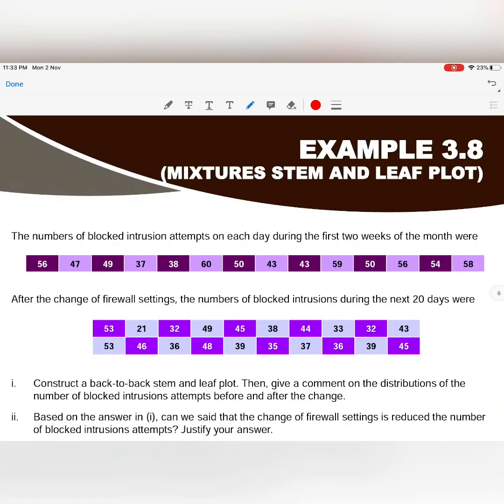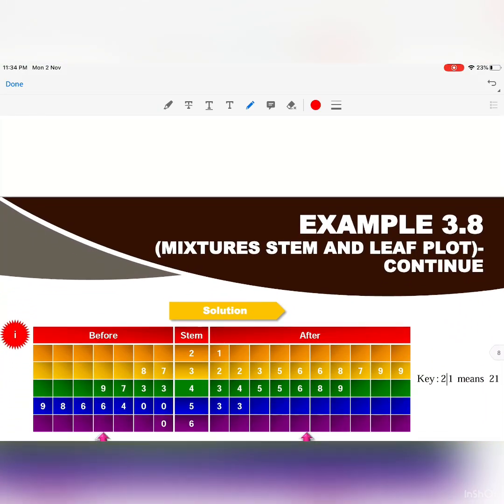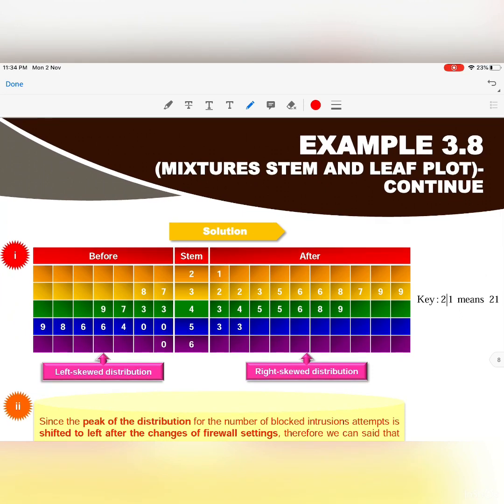Then we look at example 3.8, mixture stem and leaf plot. Mixture means that we have two data sets: the first data set and the second data set. Construct a back-to-back stem and leaf plot, meaning we have only one stem but two leaves, right and left. Then give a comment on the distribution before and after the change. The first one is before the change, the second data set is after the change. I give you the solution here.